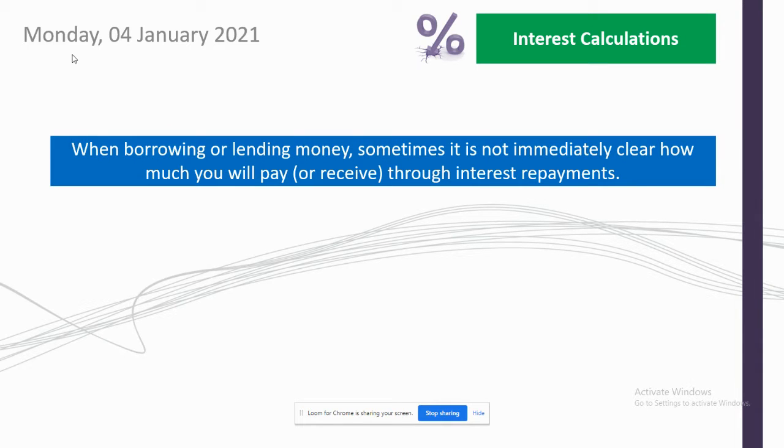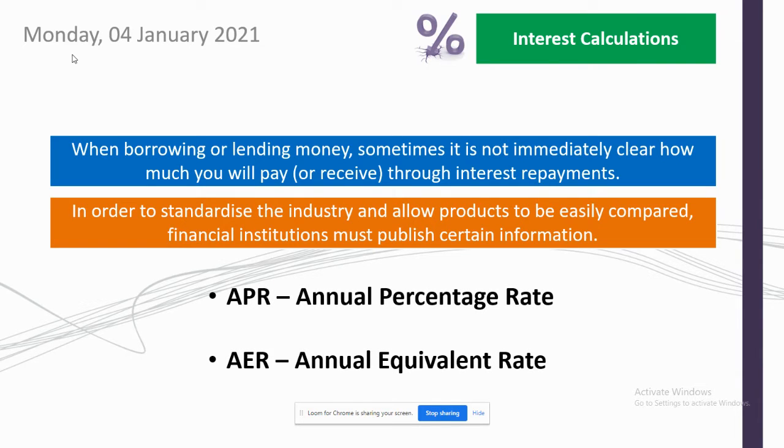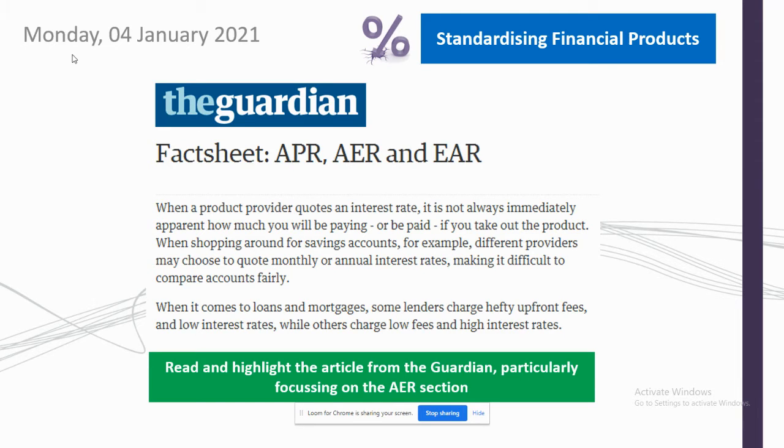Okay, so when borrowing or lending money, it's sometimes not immediately obvious what your percentage rate is going to be and how you will make those repayments. So, in order to help you, the financial industry has made it easier to compare by giving certain information. One, you've got APR, annual percentage rate, which is used when you're borrowing money, and two is AER, annual equivalent rate, which is when you are saving money. Okay, you might want to make some notes on this. Pause it now.